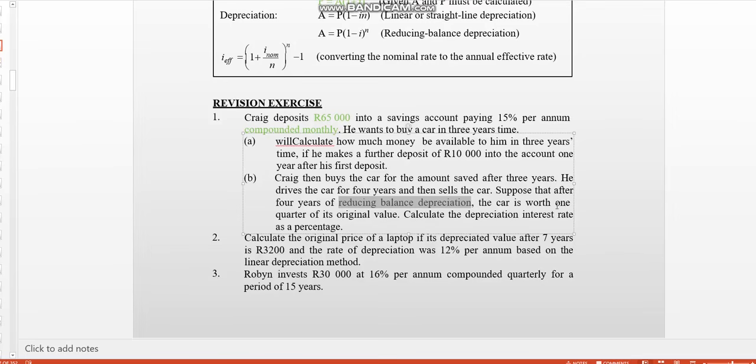So it means now that the car will be a quarter, that is the amount divided by 4. The original amount that we had, we are going to divide that one with 4. Then we're going to get the value of its depreciation. They say calculate the depreciation interest rate as a percentage. So the trick for this question.